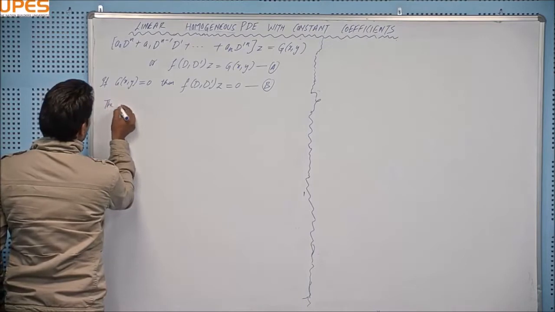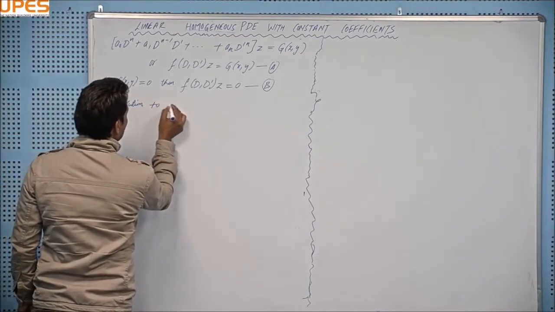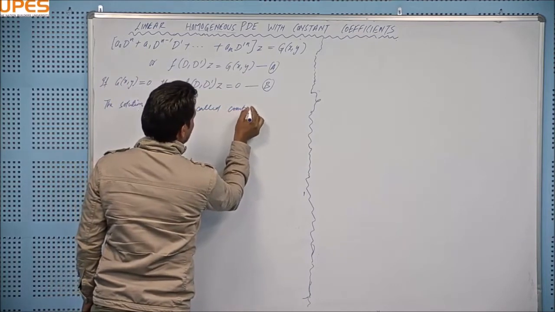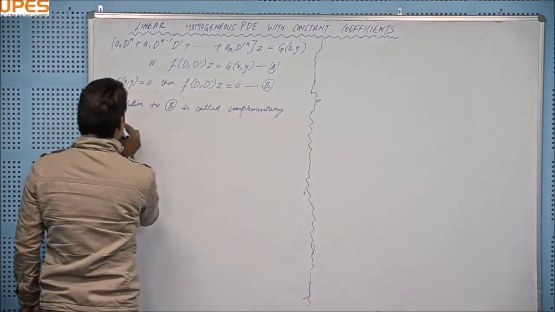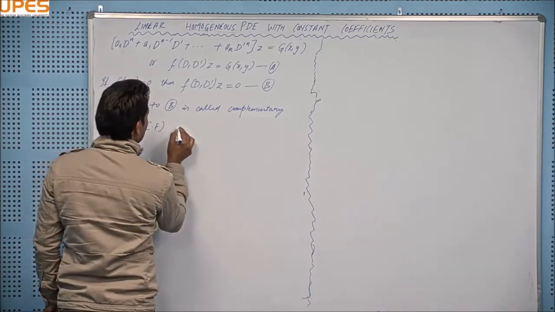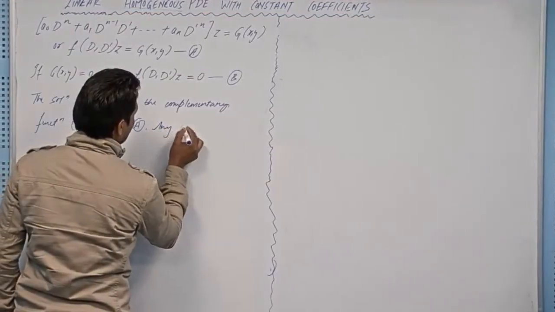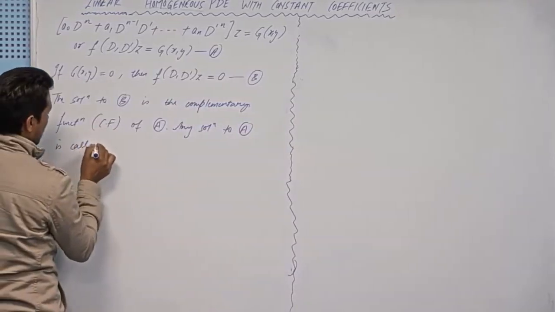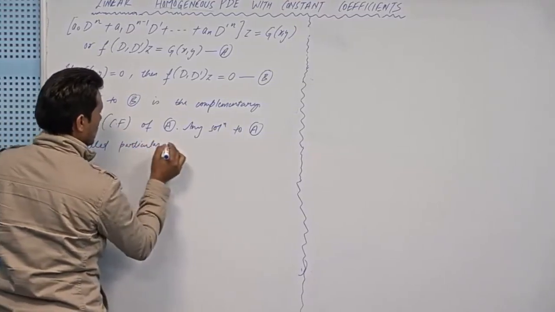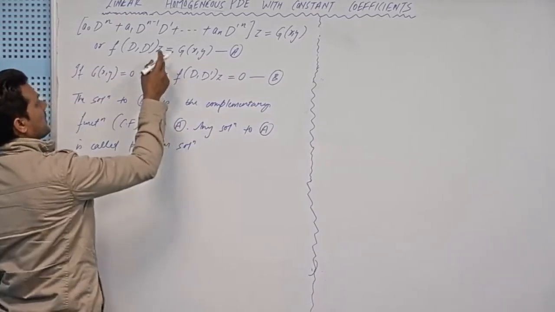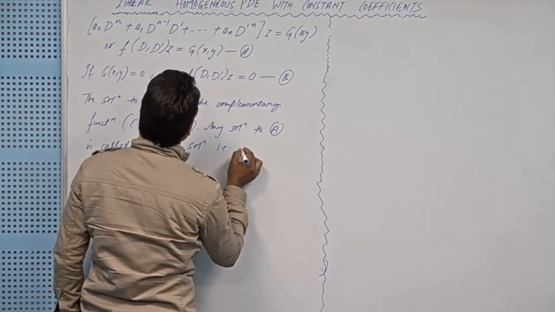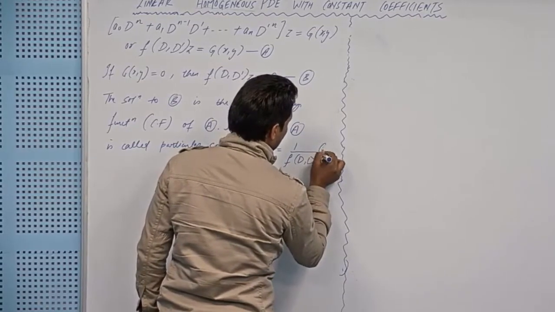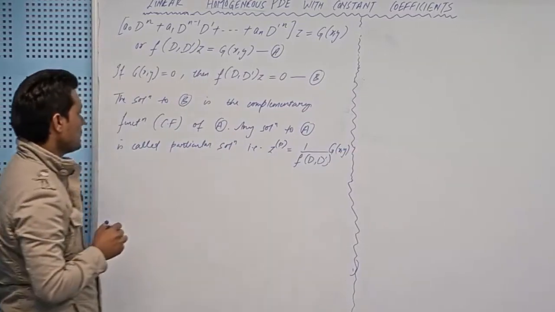The solution to equation number B is called the complementary function, denoted by CF, of equation number A. Any solution to equation A is called a particular solution, and that is given by z_p equal to 1 upon f(D, D') g(x, y), which is called the particular solution.